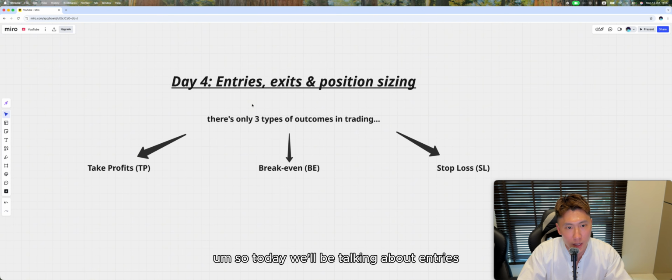So today we'll be talking about entries, exits, and position sizing. How do we actually size up based on our account?